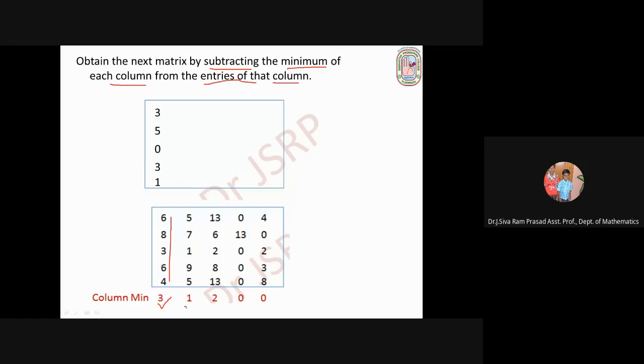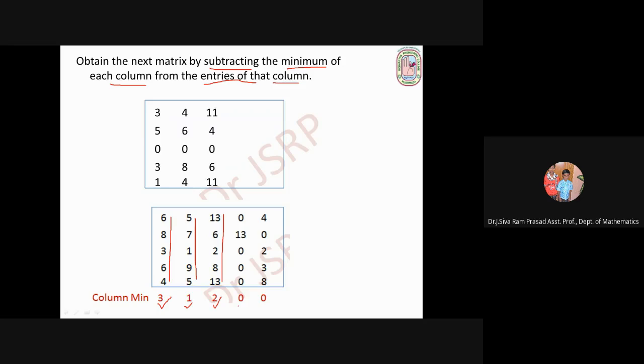Next, subtract 1 from second column. So 5 minus 1, 4. 7 minus 1, 6. 1 minus 1, 0. 9 minus 1, 8. 5 minus 1, 4. Next, subtract 2 from third column. So 13 minus 2, 11. 6 minus 2, 4. 2 minus 2, 0. 8 minus 2, 6. 13 minus 2, 11.